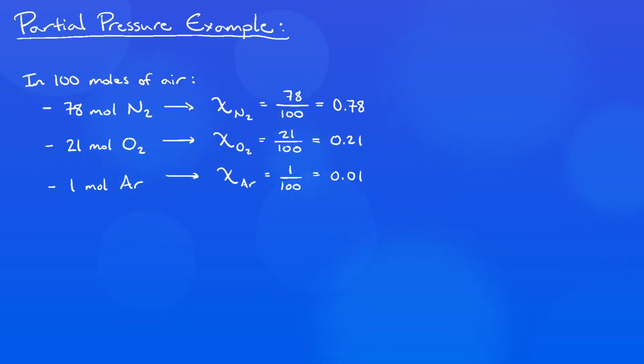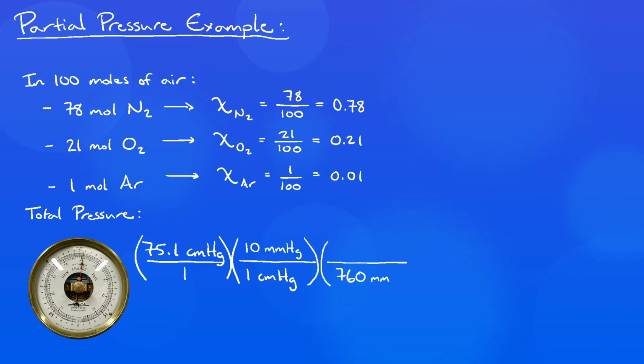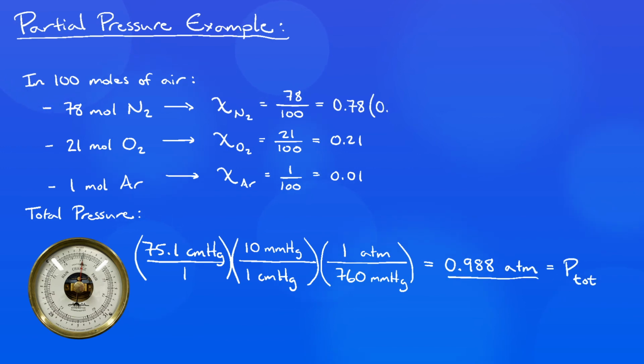Then, if we wanted to calculate the partial pressures of each of the component gases, we could simply measure the current atmospheric pressure and multiply it by each mole fraction. The barometric pressure when I recorded this was 75.1 centimeters of mercury. Let's do some quick dimensional analysis here with our pressure units to convert this to atmospheres. As expected, we get a value of right around 1 atmosphere. Carrying out the appropriate multiplication, we end up with the partial pressures contributed by each major component of our air mixture.